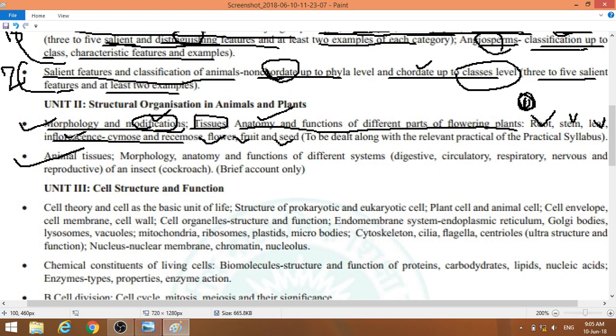Inflorescence is the arrangement of flowers on a peduncle or branch. You have to study its types and subtypes. If there is a practical aspect, you have to do that also. You have to touch that portion also.